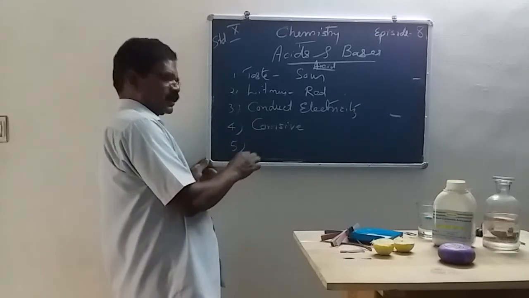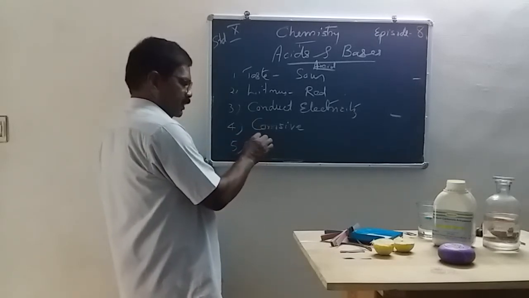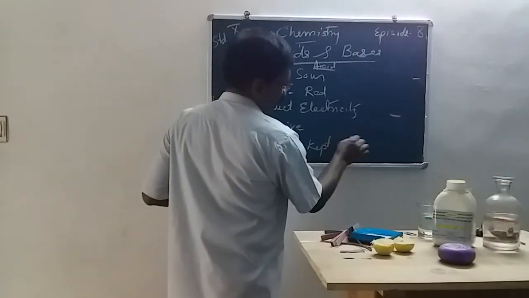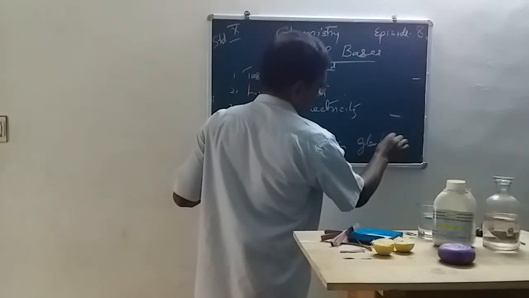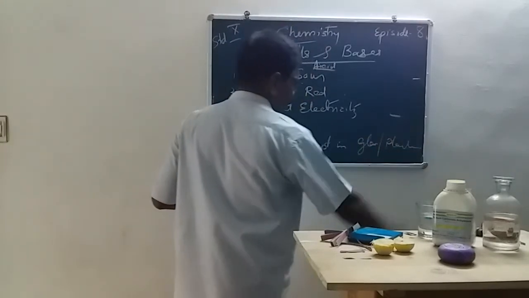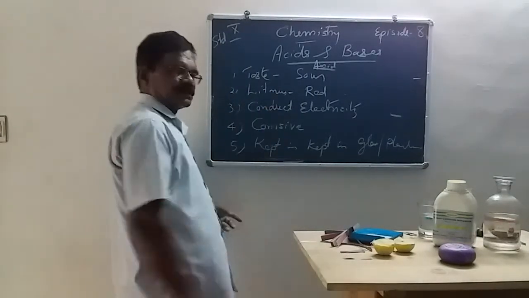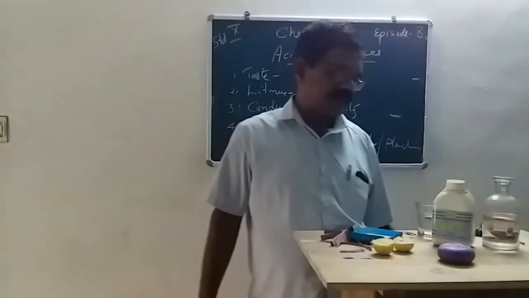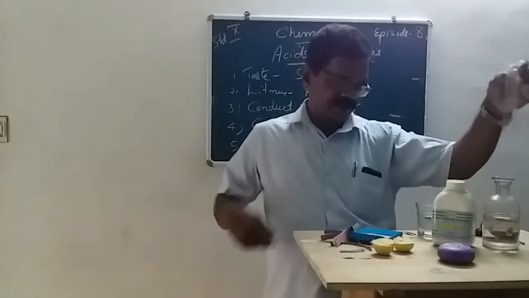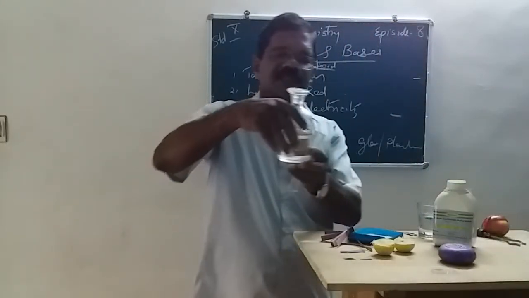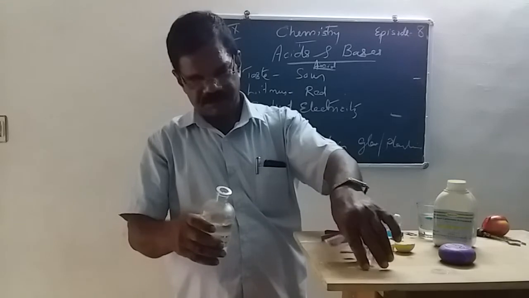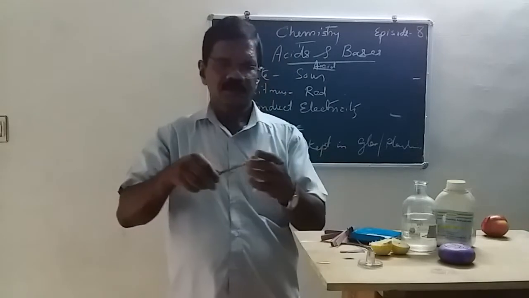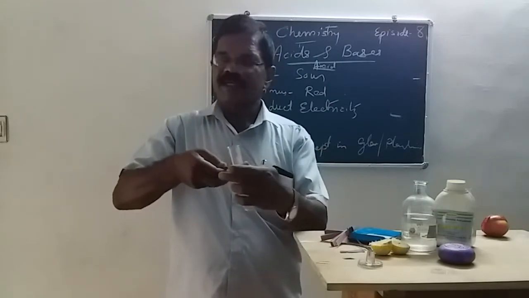The next property is that acids are also kept in a glass or plastic container. The next part is that acids react with the metals to produce hydrogen. We can take sulfuric acid. When we are using chemicals, a test tube holder is always used.